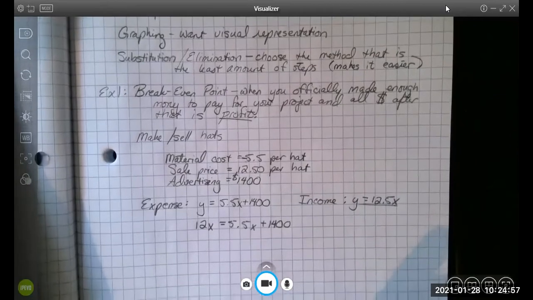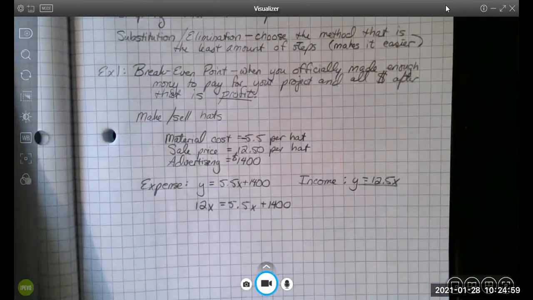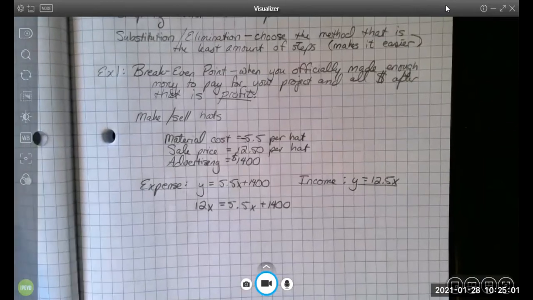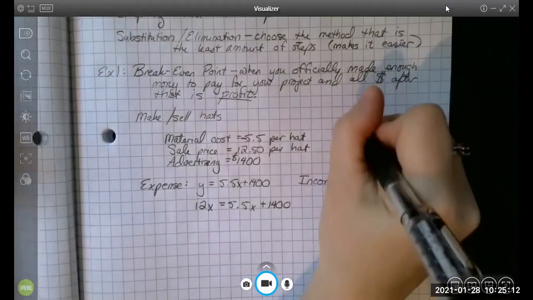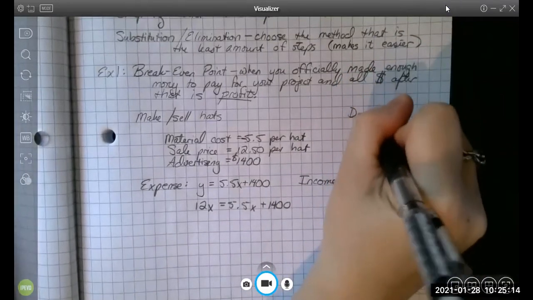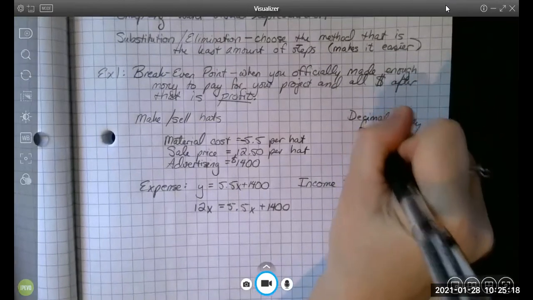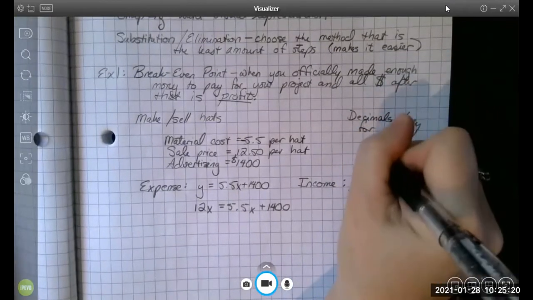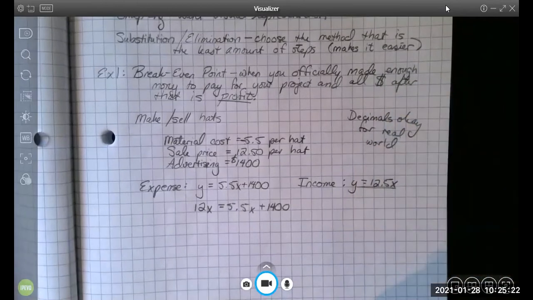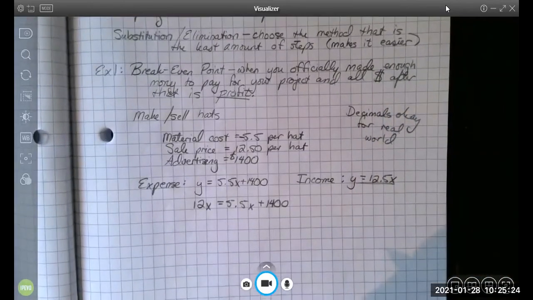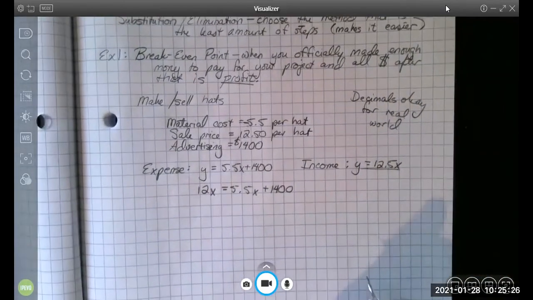That makes sense. And the next thing we're going to do is simplify this. Because it's a real world issue, you can leave it as a decimal. Decimals are okay for real world things. If it's pure math, try to avoid it because it's easier to deal with fractions. But for real world things, it's fine.